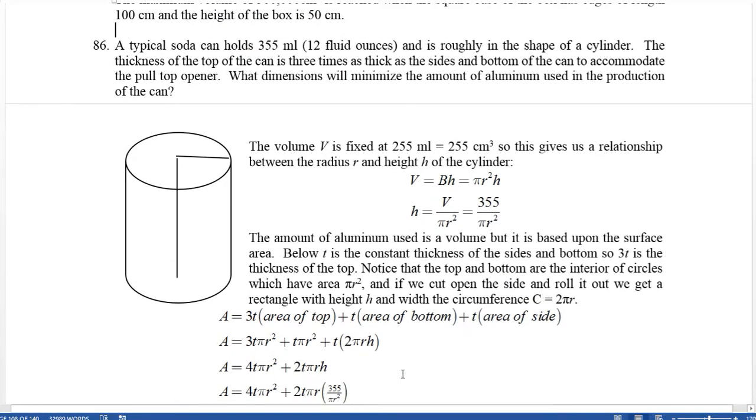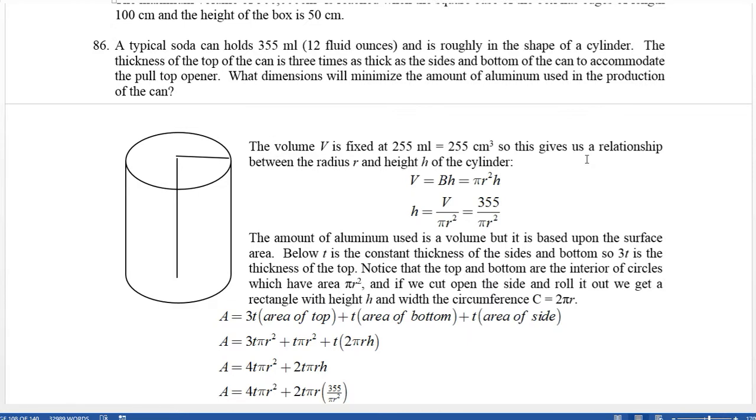So here we've got our picture of our cylinder. We have a radius R right here, a height H. Now the volume is fixed at 255 milliliters. What is a milliliter? Well, a milliliter is a cubic centimeter. So that's an appropriate volume unit, whether it's milliliters or cubic centimeters. We're going to think of it as cubic centimeters.